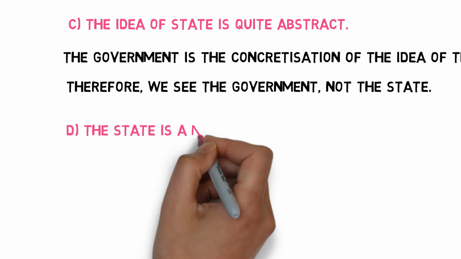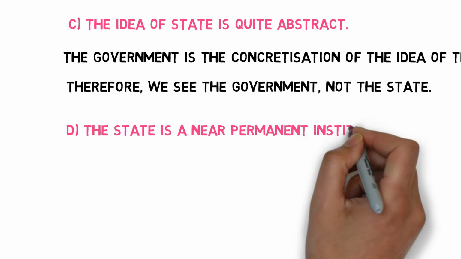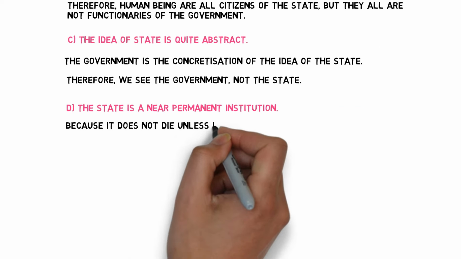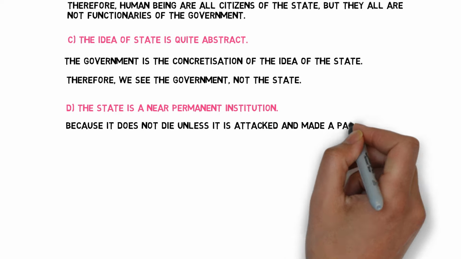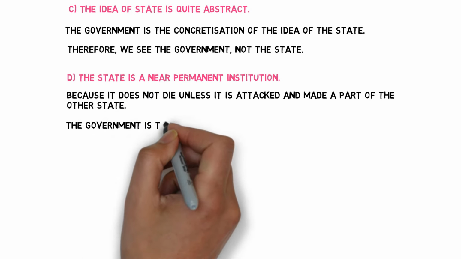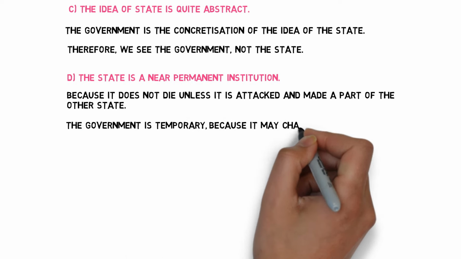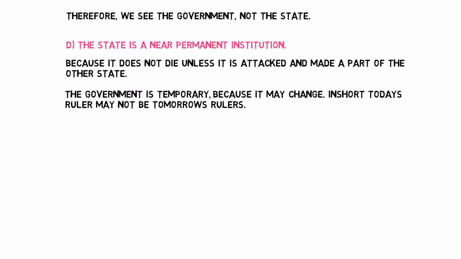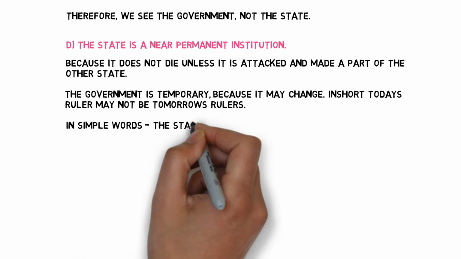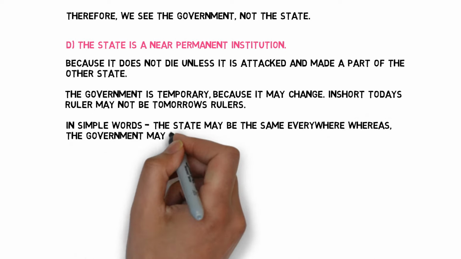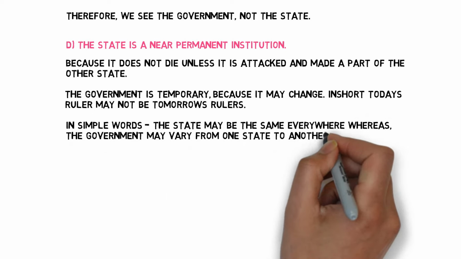D. The state is a near permanent institution because it does not die unless it is attacked and made a part of another state, whereas the government is temporary because it may change. In short, today's ruler may not be tomorrow's ruler. In simple words, the state may be the same everywhere, whereas the government may vary from one state to another.